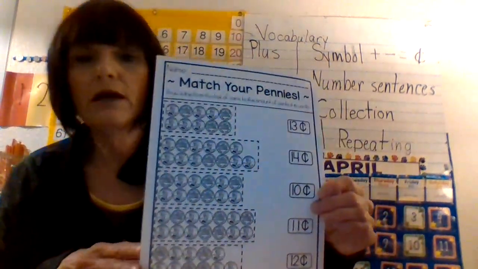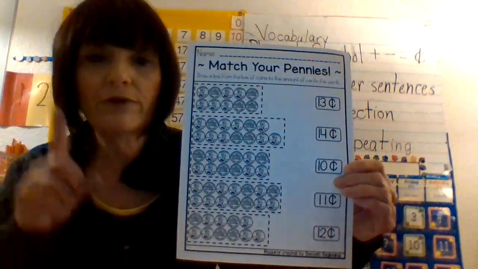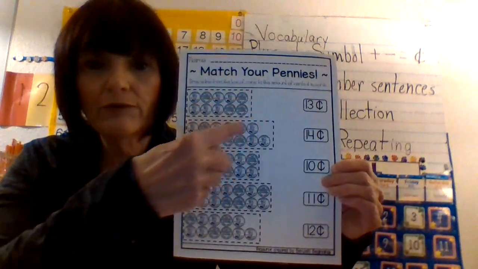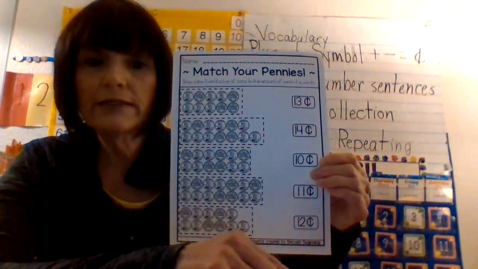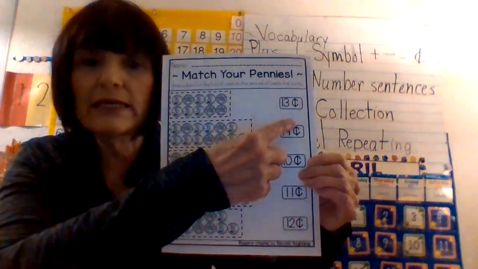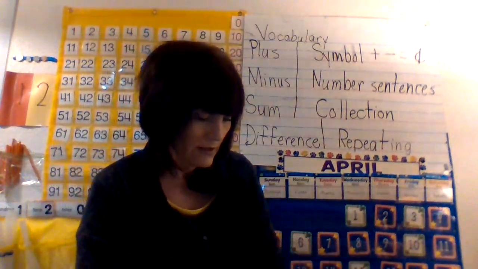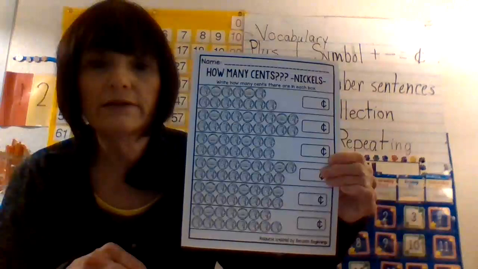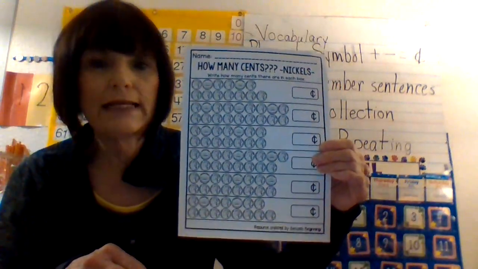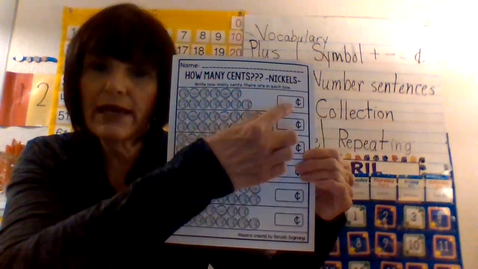Last time we did a lot of money lessons. Here is where you count the penny, 1 cent. You count the groups or the sets of the pennies, and you draw a line to match it up with the amount that each set equals. Then I have included a nickel page. You have to count the nickels. Penny, 1 cent, nickel, 5 cents. So you have to count the groups of nickels and write the amount that equals.